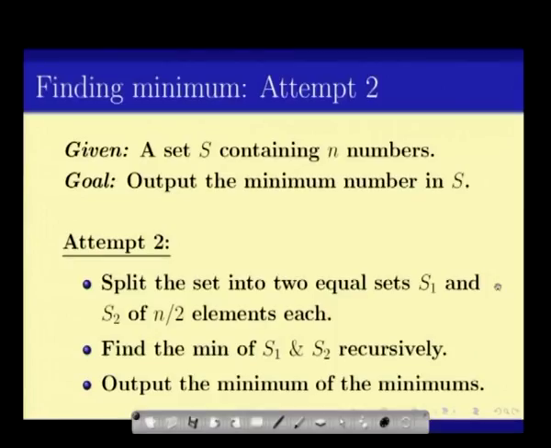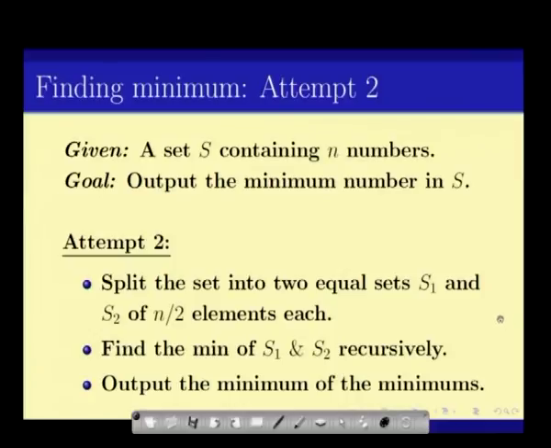Now, can we do better? The idea was to use the divide and conquer approach. We split this set into two equal sets S1 and S2 of n over 2 elements each. We find the minimum in S1 and S2 recursively, and then we output the minimum of these two minimums. This is a correct algorithm. The correctness of this algorithm can be seen from the fact that the minimum of a set of n elements is the minimum of the minimum of the first half and the minimum of the second half.